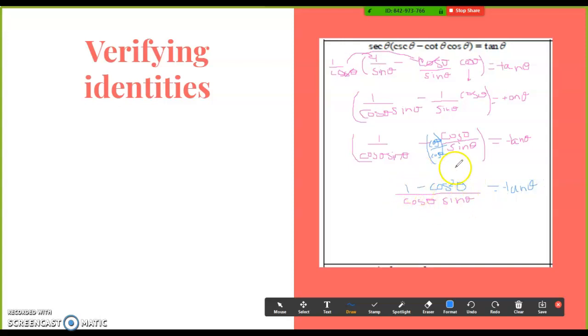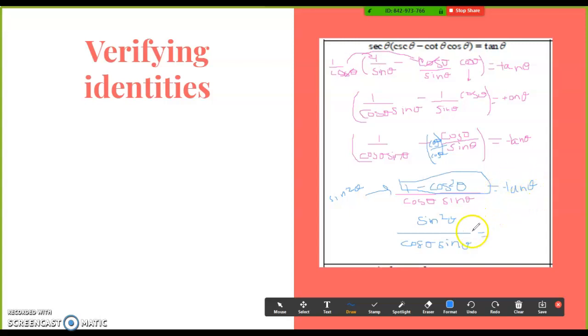Now, cosine squared of theta, 1 minus cosine squared of theta, remember our Pythagorean identity. That is just sine squared theta. So I'm going to plug in sine squared of theta for all of this, substituting it from our Pythagorean identity. So I would end up with the sine squared of theta over cosine of theta sine theta is equal to tangent.